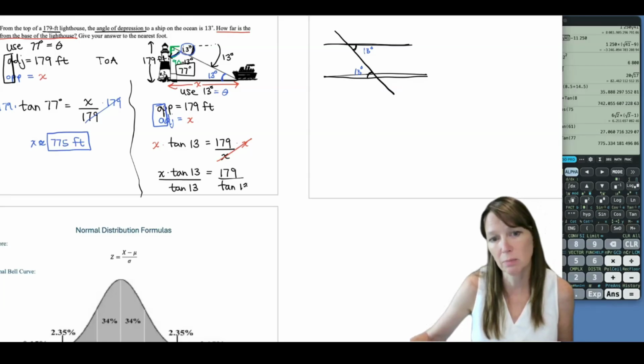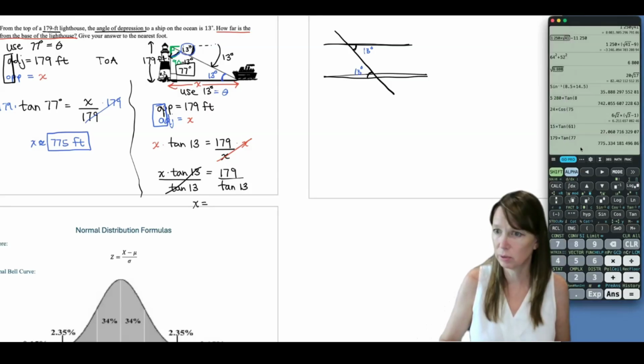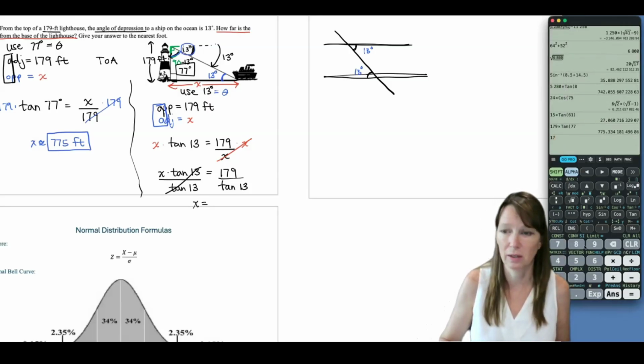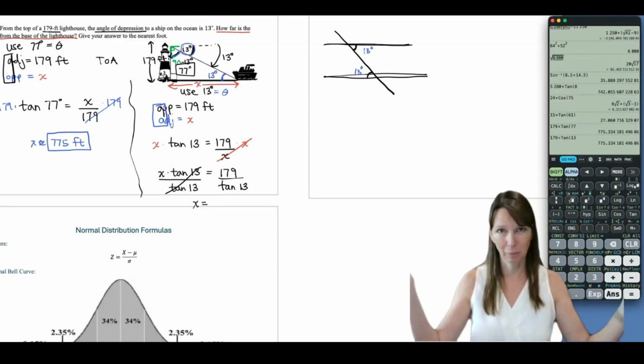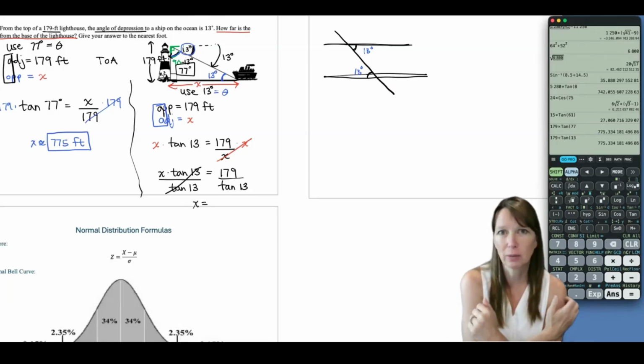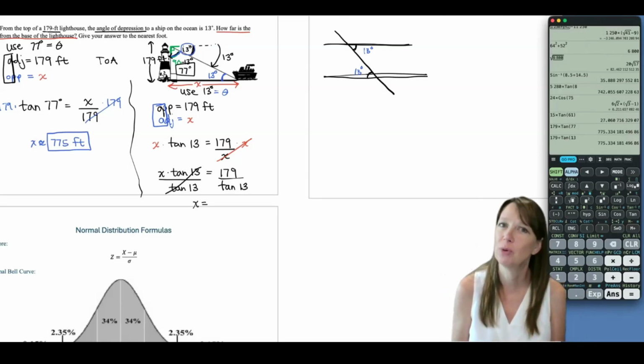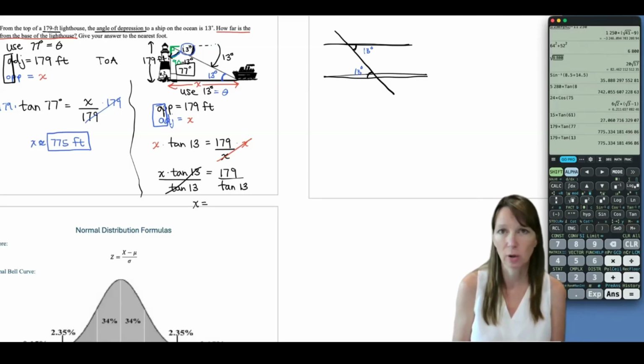So slightly more complicated algebra to solve for it, but here's the fun part. So let's go ahead and put that in your calculator, see what you get. Take 179 divided by the tangent of 13. But you get the exact same answer. So that's the beauty in math. You can do it in multiple ways. I don't care which way you take, just show me all of your work. And I hope that helps.